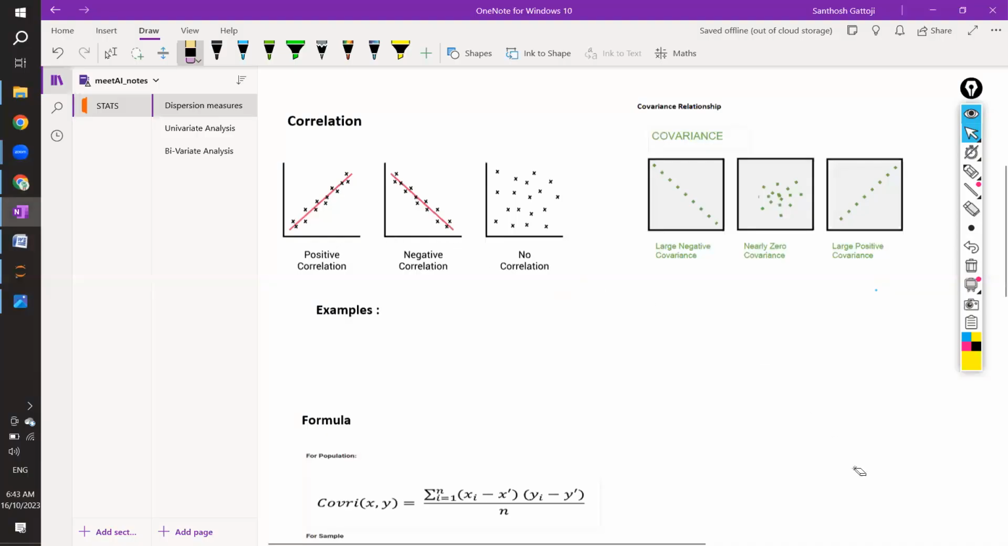Are you getting it, guys? Are you able to understand the fundamental concept that we are going to study?